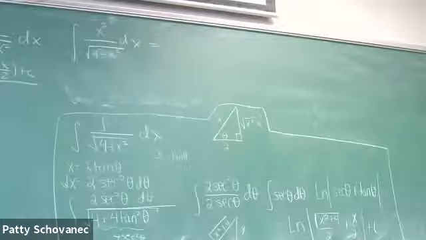Skipping a lot of steps, it simplifies to 4 sine squared theta d theta. Okay? And you know how to integrate sine squared, right? So it would be 4 times theta over 2 minus sine 2 theta over 4, plus c. Okay, but we have to change theta to arc sine, let's see, arc sine of x over 2. And if you want, you can replace the sine of 2 theta with 2 sine theta cosine theta.